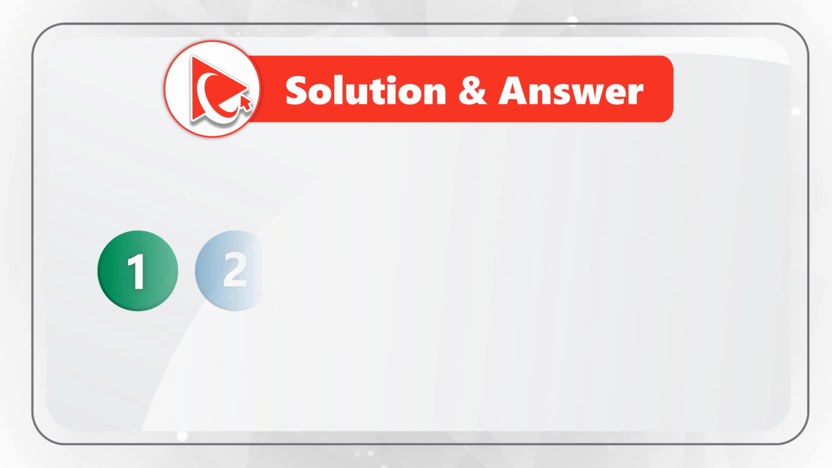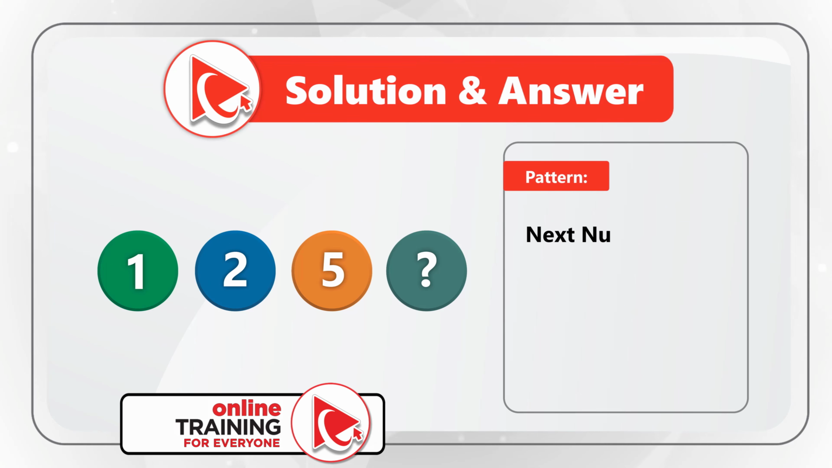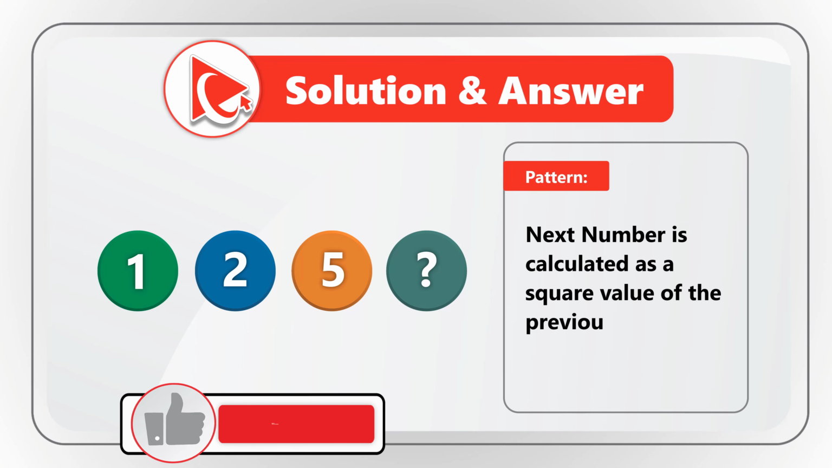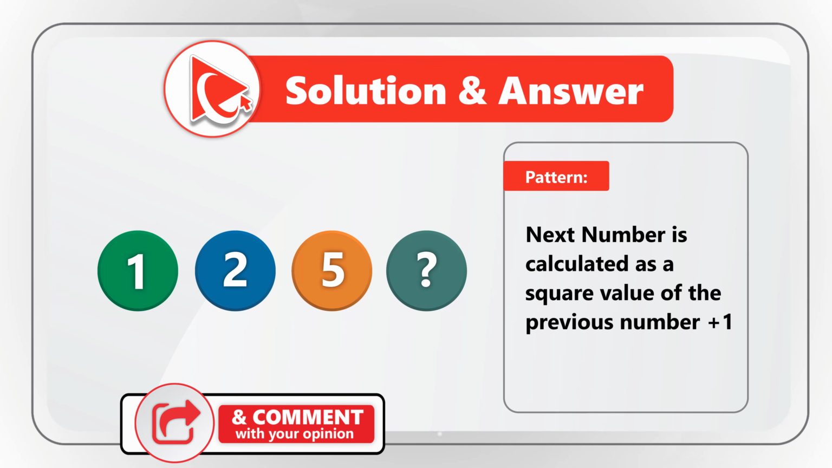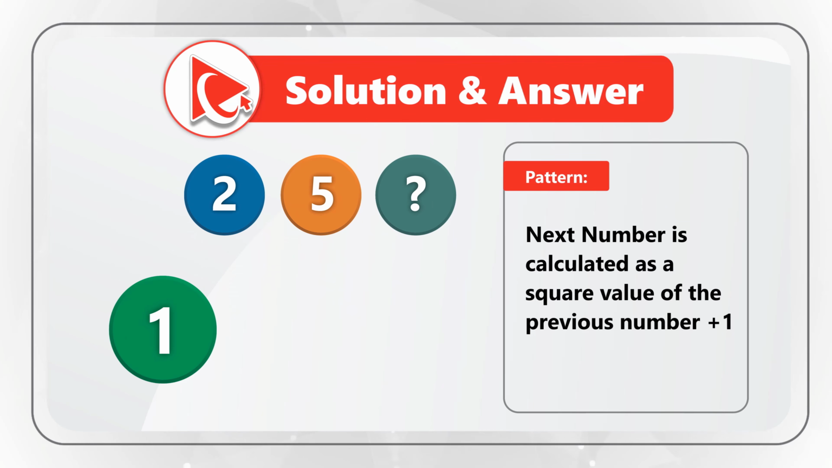I keep repeating myself when I say that finding the pattern is the key to solving this challenge. And the pattern here is that the next number is calculated as the square of the previous number plus 1. Let's look at the example. The first number is given, which is 1. The second number is calculated as 1 squared plus 1 and equals 2.